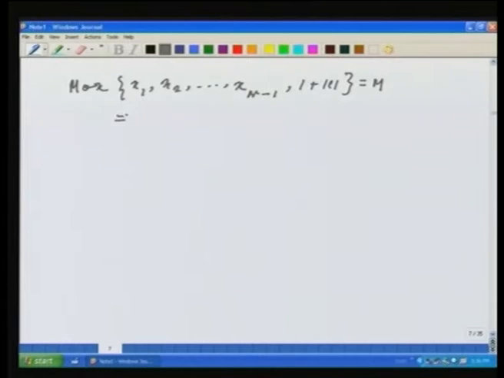Then this implies that mod of x n, well, let me put mods here also, then it implies that this is less than or equal to m for all n. This implies the sequence is bounded.